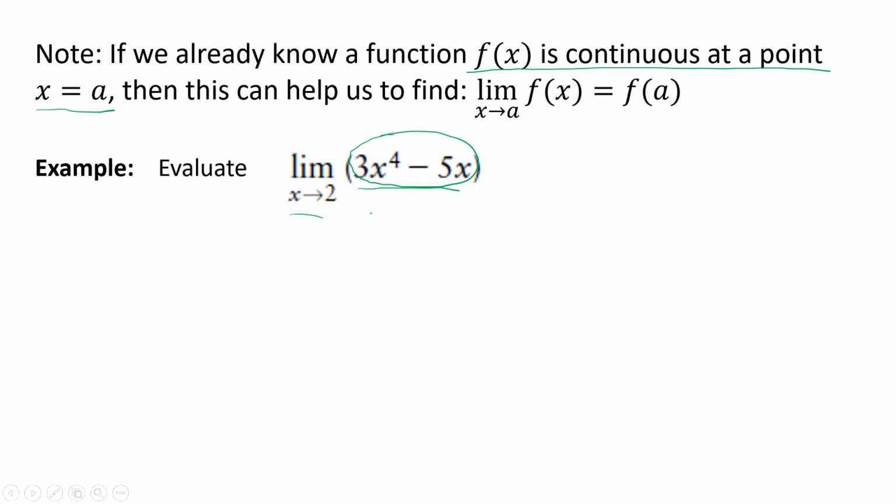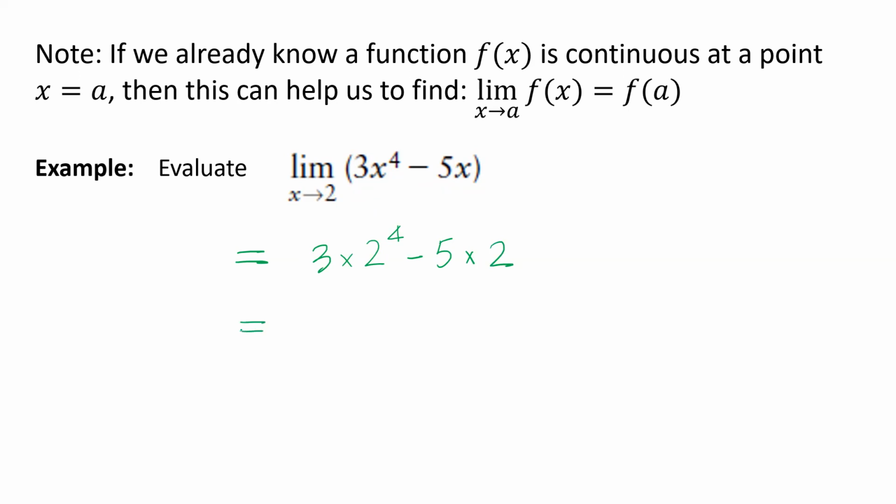Because this function is continuous at that point, the limit of this function as x approaches that point should equal the image of that function at this point, right? Therefore, we know that the limit of this function as x approaches 2 should be the value of this function at x equals 2, right? So the limit of this function at x equals 2 should be 3 times 2 raised to the power of 4 minus 5 times 2.